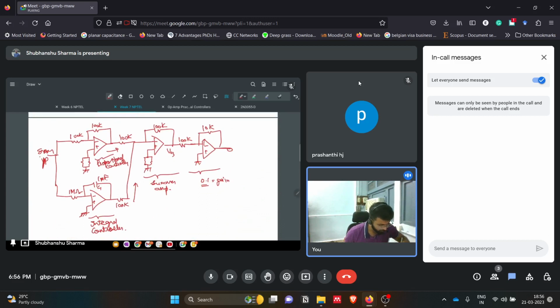So we use a proportional controller here and the integral controller, and we just used a summer amplifier to add both of these inputs. Then finally we use an attenuator with a gain of 0.1 so that we can feed it to the heating plant. So this was all about the compilation of week 6 and week 7 basically.